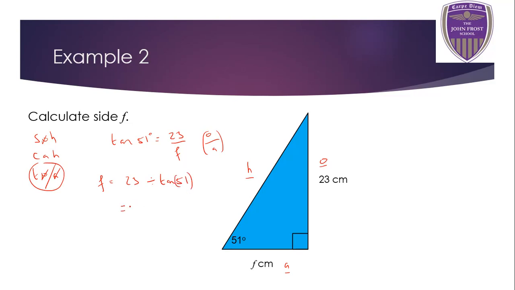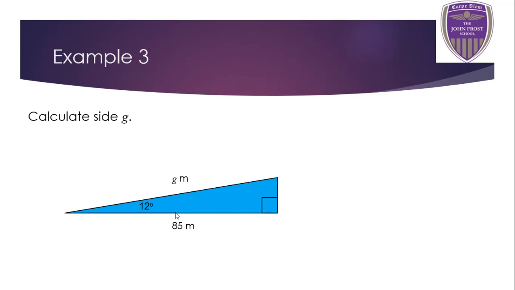Put it in the calculator. 23 divided by tan 51. And you get 18.63 centimeters to 2 dp. Example 3 then. Pause it, come back. You know the drill. Just make it happen.